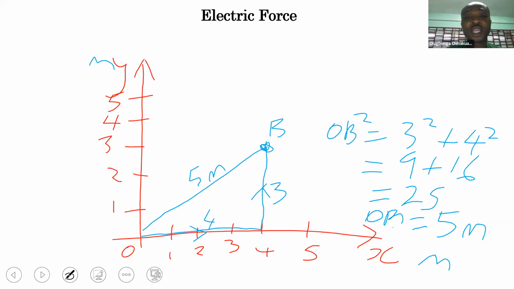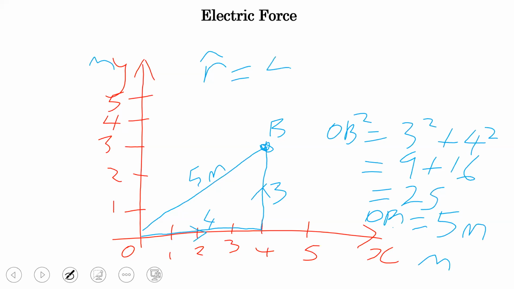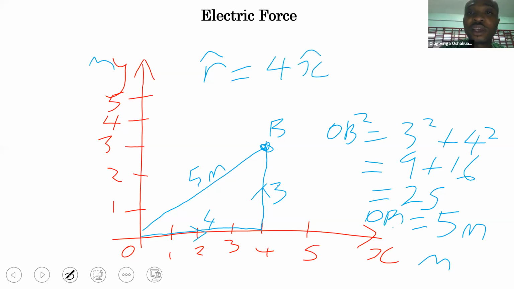So a good way to describe the displacement would be this: since I traveled to the right 4 meters, we can use a unit vector. Let's use the unit vector x caret to mean that I traveled to the right. So I can say that is 4 x caret. I traveled upward 3 meters, that is 3 y caret. So in vector representation, 4x plus 3y, the resultant is 5.